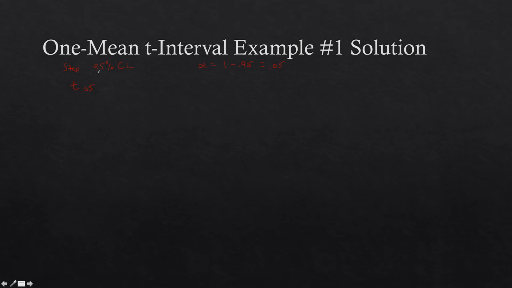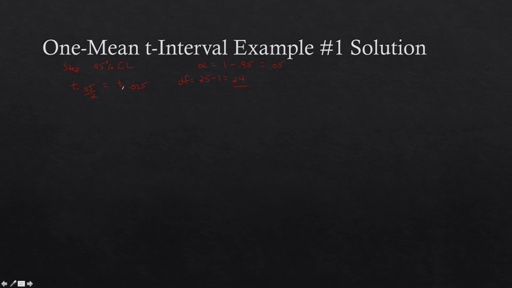Now remember, we're trying to find not t sub alpha, but t sub alpha divided by 2. If you go back and look at your procedure in the purple box that we had earlier, we're trying to find t sub alpha divided by 2. So what we're actually trying to find here is t sub 0.025. But first, we need to figure out what our degrees of freedom are. Well, we had 25 samples, so it's 25 minus 1, which is 24.